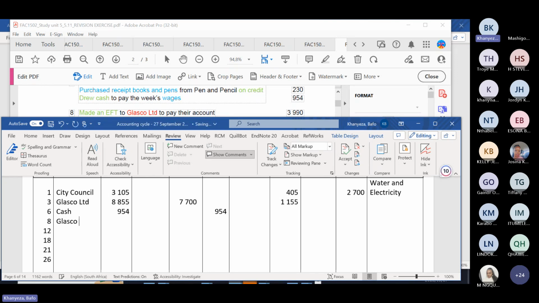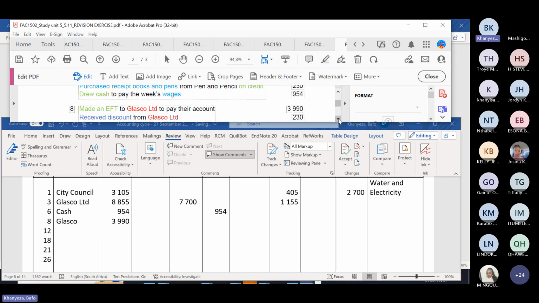Or is there a typing error in the study material? So we have to pay 3,909, in settlement of their account, and we received a 230 discount. This is the first transaction.